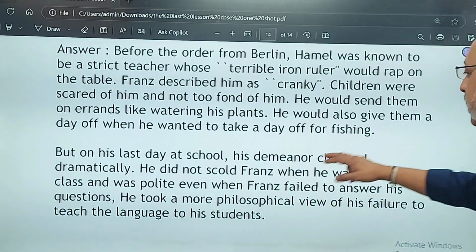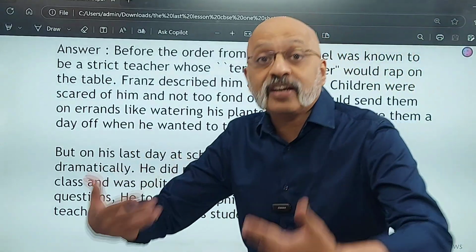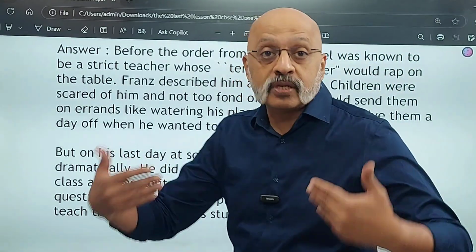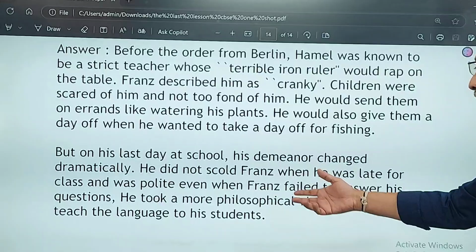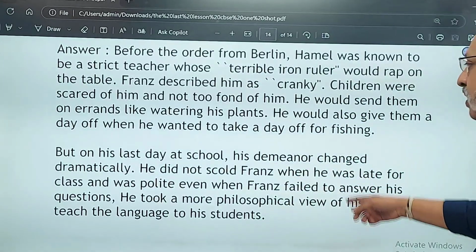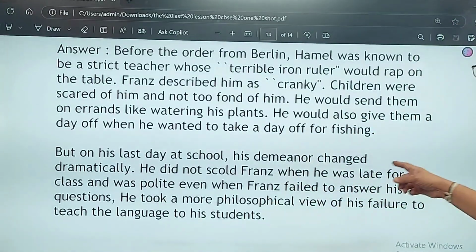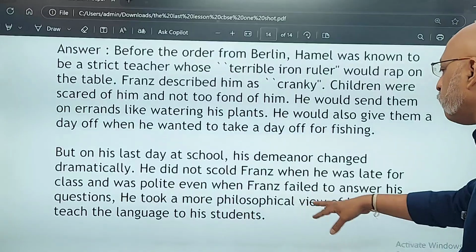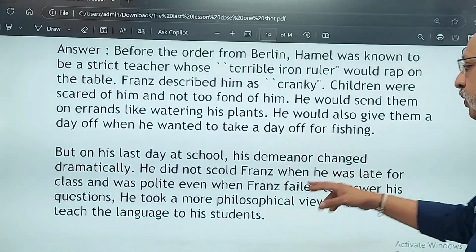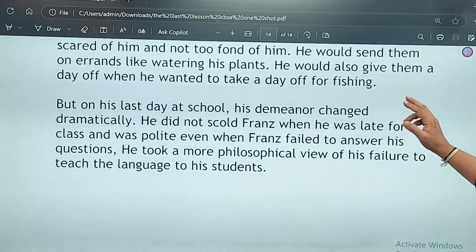On the last day, his demeanor, meaning his attitude, his entire personality, had changed dramatically. He did not scold when he was late. He was polite even when Franz failed to answer his questions. He took a more philosophical view of his failure to teach the language to his students.